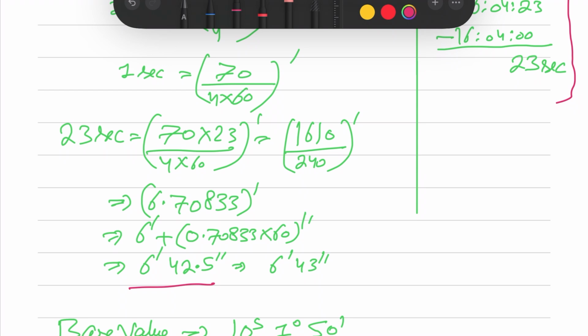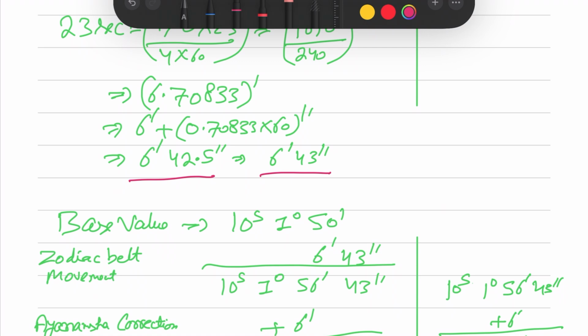So I have taken it as 43. You can take it either as 42 or 43 if it is 0.5. If it is less than 0.5, then you have to take it as 42, and if it is greater than 0.5, then you have to take it as 43. So I have added the base value and the zodiac belt movement. So it is 10 sign 1 degree 56 arc minute and 43 arc second.